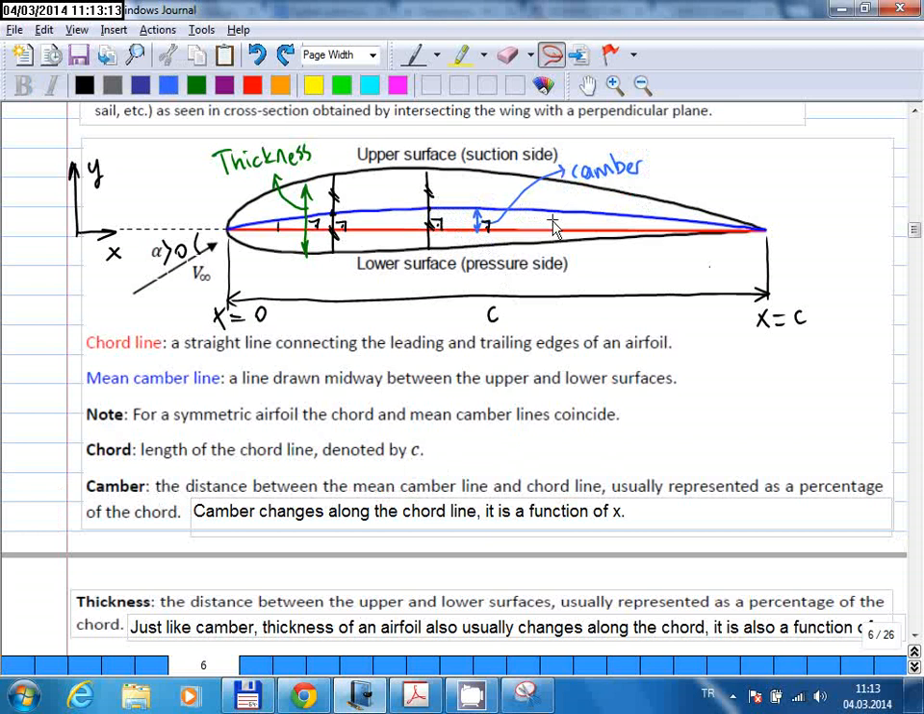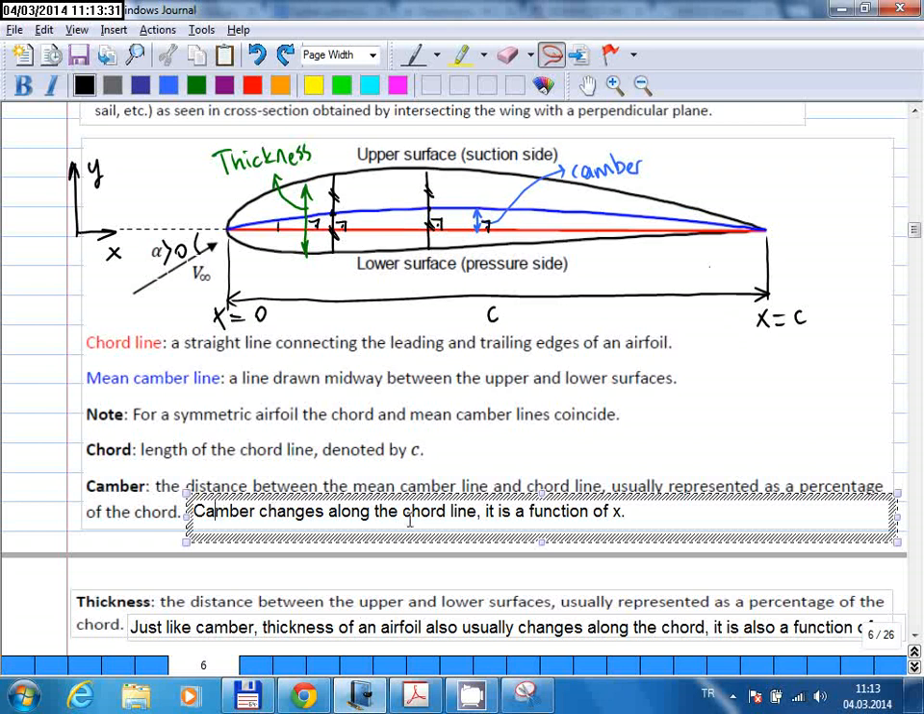And as you see, camber is not a fixed number. The distance between the two depends on where you measure it. So if you measure it here, the distance is 0. But if you measure it here, there is this much distance. If you measure it here, the distance is greater. So the camber is a function of x, basically. The camber changes along the chord line, it's a function of x.